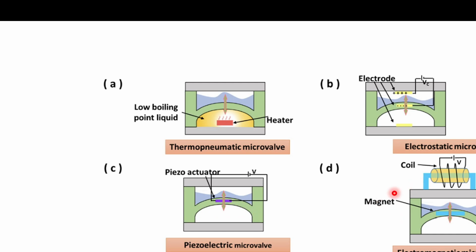The same can be done using the electromagnetic microvalve. It can be operated by an external electric field, where this is the permanent magnet and this is a coil we can control with the electric field. When we give the bias to the coil, it generates the magnetic field in this core. Because of that, it acts as a valve and switches off the fluid flow.